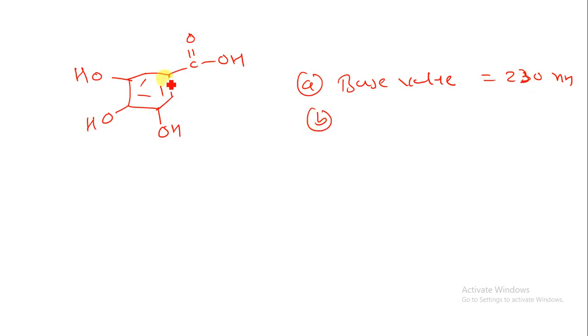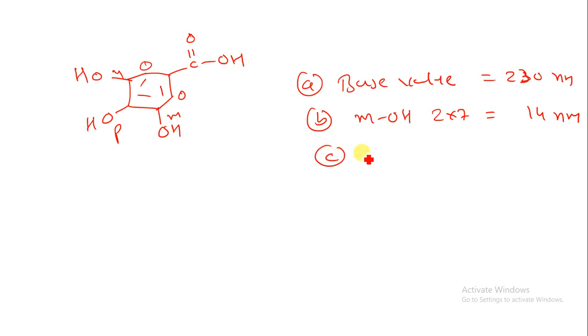Now let us consider from here. This is my ortho position, we are having a meta position, this is my para position. So what do I have to add for meta hydroxyl group? I have to add 7 nanometer for each meta hydroxy. Here we are having 2 meta hydroxy, so I have to add 14 nanometer.